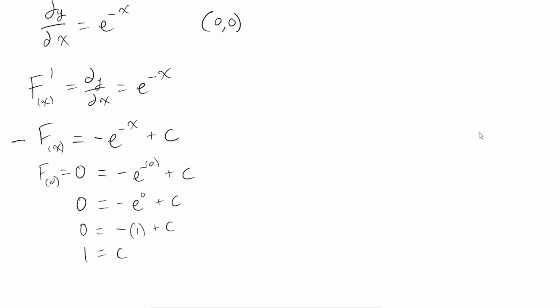Easy enough. We now put it back into our general antiderivative equation to find the specific equation for our desired function. So our function f of x, or in this case, because it's dy by dx, we just want to find the antiderivative, y, is equal to negative e to the negative x plus 1. And that's our answer. That's it.